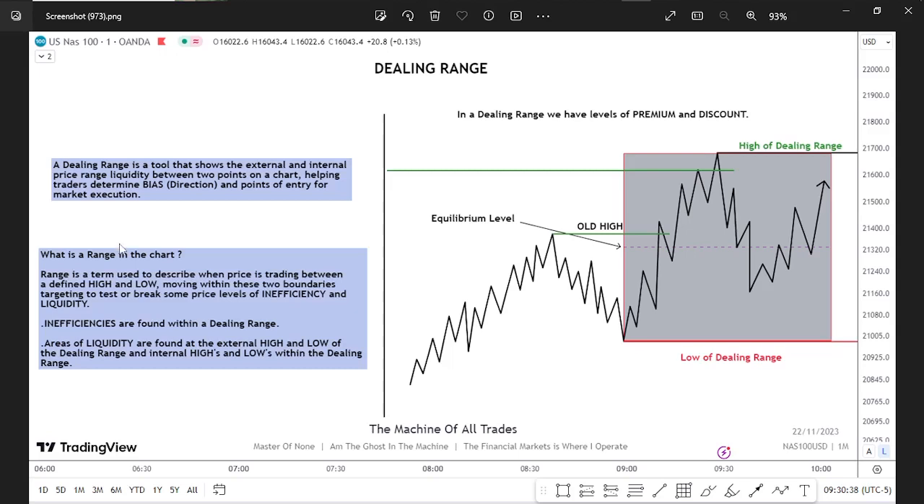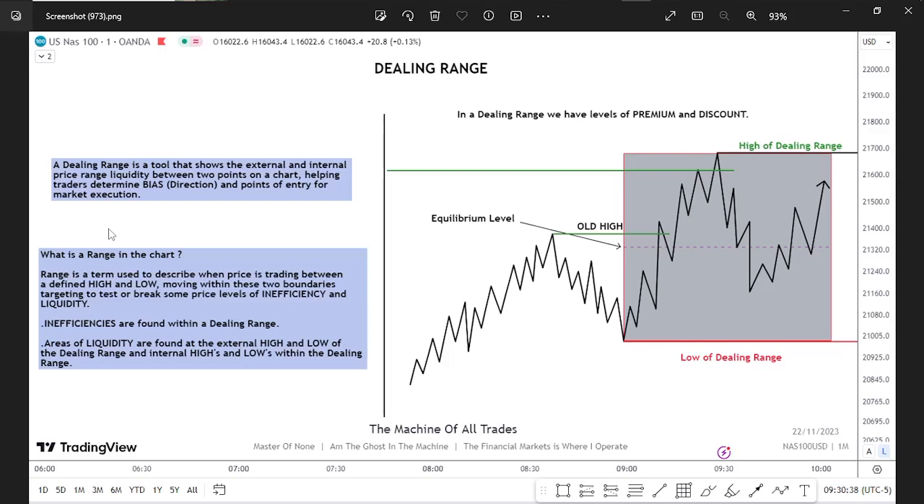Okay, what's a dealing range? What is a range in the chart? We're not talking about the dealing range exactly, but about a range. A range is a term used to describe when price is trending between a defined high and low, moving within these two boundaries, targeting to test or break some price levels of inefficiency and liquidity.